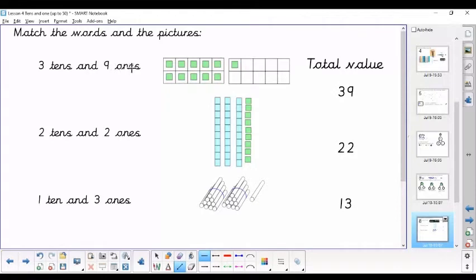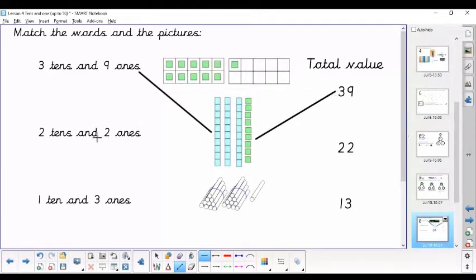So 3 10s and 9 1s. Well, I know that 3 10s will mean that I need to have 3 lots of 10. So that's 1 lot of 10, that's 3 lots of 10, that's 2 lots of 10. So here I've got 3 lots of 10, I need 9 1s. 1, 2, 3, 4, 5, 6, 7, 8, 9. Brilliant, so that one goes there. If I have 3 10s and 9 1s, it means my total value goes to the number 39.